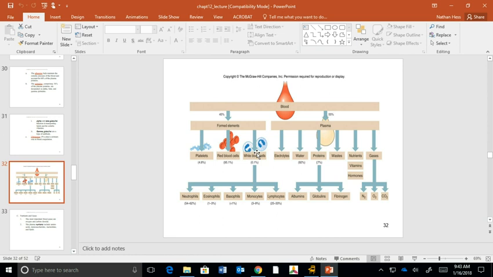The next piece in the formed elements is the platelets. Again, 4.8%, about 5% of those formed elements. Yes, ma'am. Please.